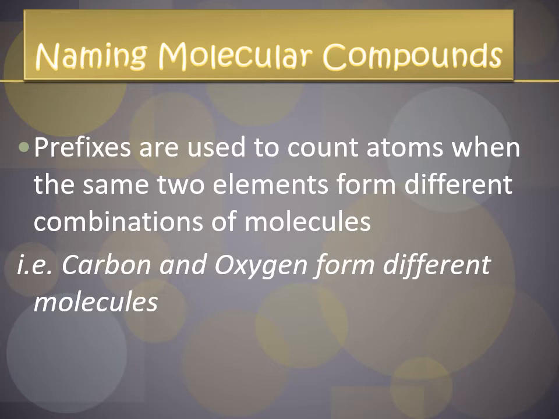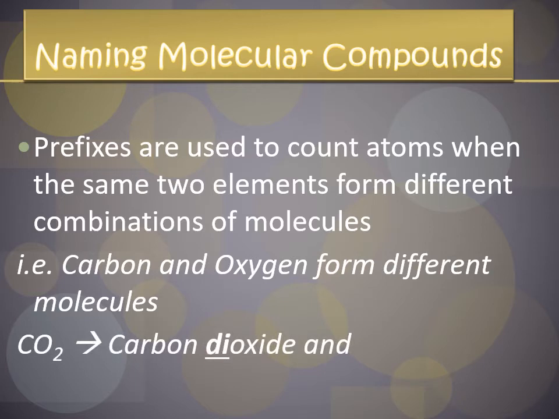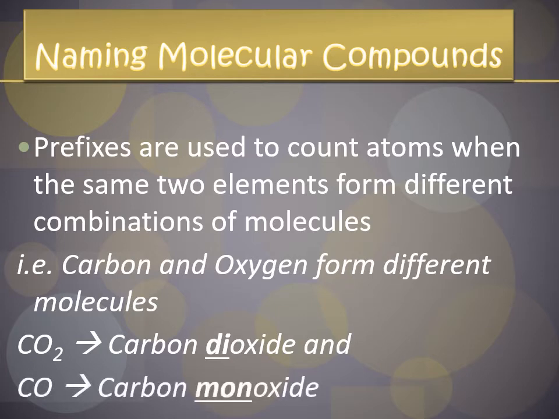We do this because elements can form different combinations of molecules depending on how they're sharing their electrons. So carbon and oxygen can form different molecules. For example, CO2 is a combination of carbon and oxygen, and we call it carbon dioxide. But CO is also a combination of carbon and oxygen, but we call it carbon monoxide.